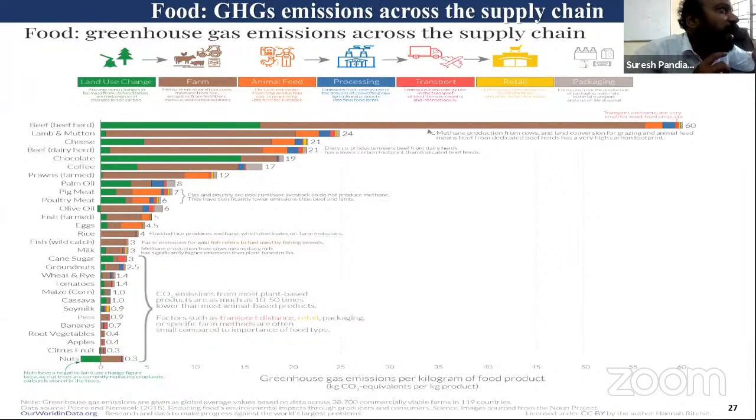Say for example, beef, lamb, cheese, dairy, chocolates, coffees, they all range up to 60 kilograms of carbon dioxide equivalent per kg of product you consume. But if you look at nuts, nuts have a negative land use change because nut trees are currently replacing crop plants. Carbon is stored in the trees, right? So some of them are even negatively offsetting. If you look at soy milk, peas, bananas, root vegetables, apples, their emission contribution during mass production is very low. This kind of information also helps you to understand.